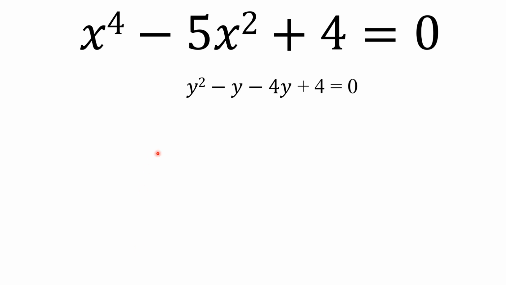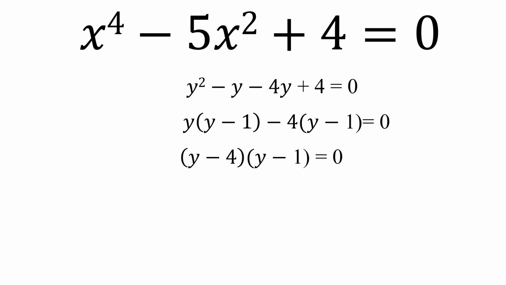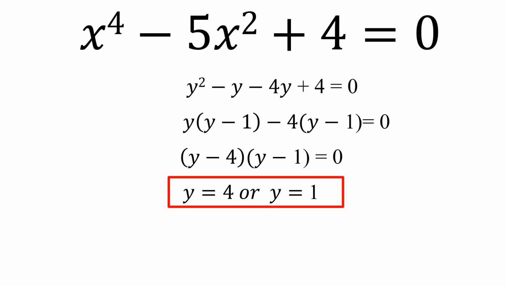So we have y squared minus y minus 4y plus 4 is equal to 0. We find what's common between these terms. Y is common, so inside the bracket we have y minus 1, and here we have minus 4, which goes outside the bracket, and inside we have y minus 1. So finally our answer is y minus 4 times y minus 1 is equal to 0. The values for y, and there are 2 since it is a quadratic equation, are y is equal to 4 or y is equal to 1.